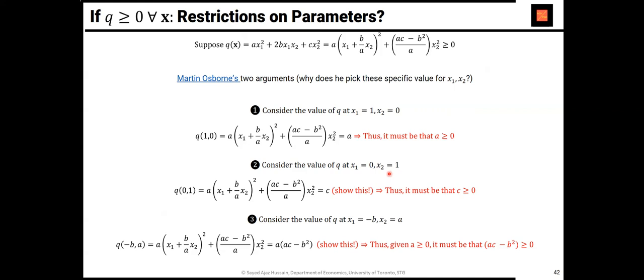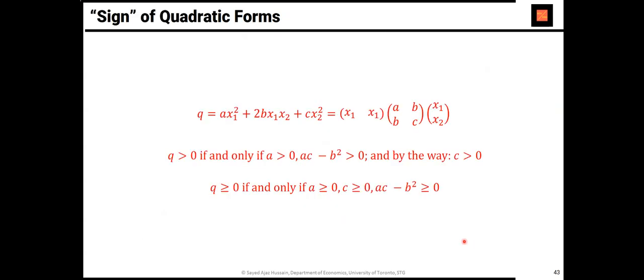And finally, he now somehow needs to show that AC minus B squared thing. So he cleverly chooses the location of x1, x2 in such a way that when you stick it in, you get this expression. You already know that A is bigger than or equal to 0. You know that this entire thing must be bigger than or equal to 0. Since the entire thing must be bigger than or equal to 0, and A is bigger than or equal to 0, AC minus B squared must be bigger than or equal to 0. So we have now done the if and only if proofs.